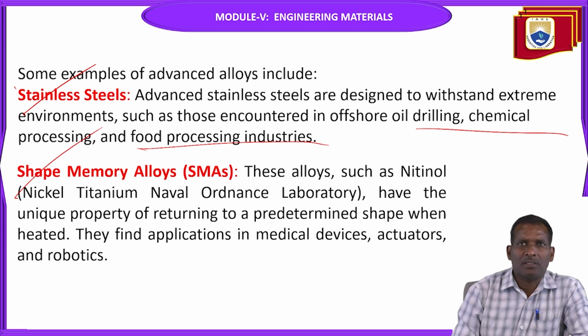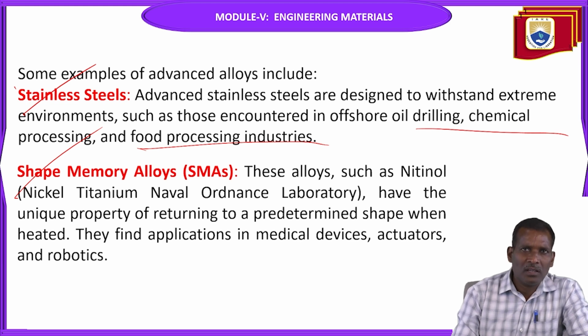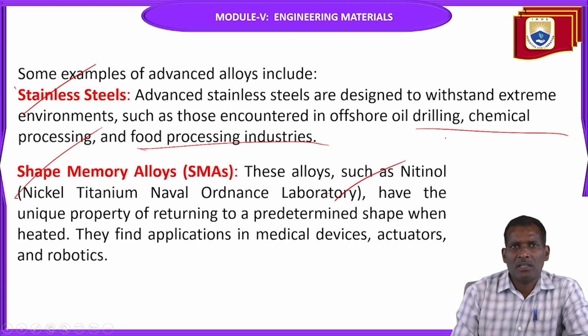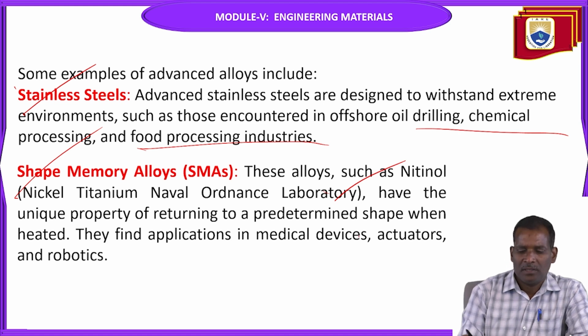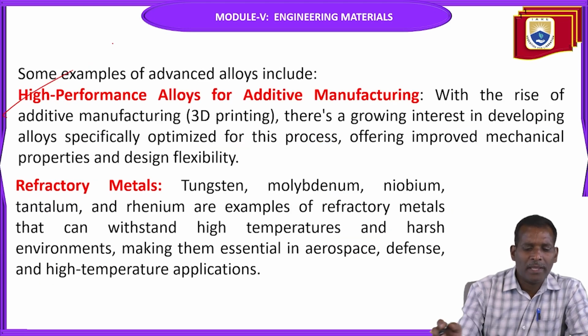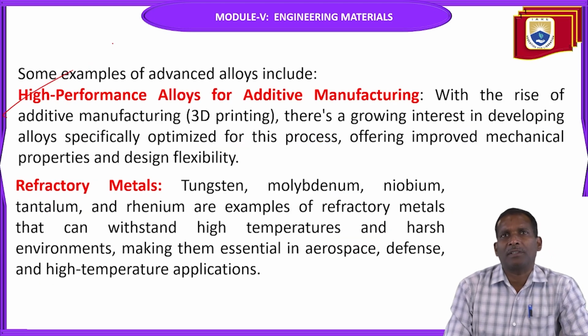Shape memory alloys, such as Nitinol (nickel, titanium, Naval Ordnance Laboratory), have the unique property of returning to a predetermined shape when heated. They find applications in medical devices, actuators, and robotics. Some more examples: high performance alloys for additive manufacturing. It's nothing but 3D printing.